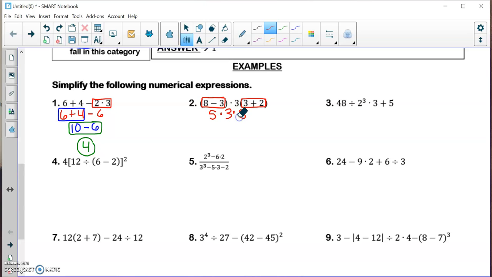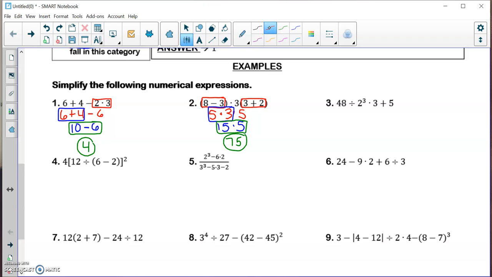Notice my parentheses disappeared. Now there's no exponents, so now I move on to multiplication and division from left to right. So I start off at the beginning of my problem, and I take care of the 5 times the 3 first, which gives me a 15. And then I rewrite that times 5. And then lastly, I'm going to do the last step. 15 times a 5 gives me my answer of 75. This is fully simplified because it is down to a single numerical value.